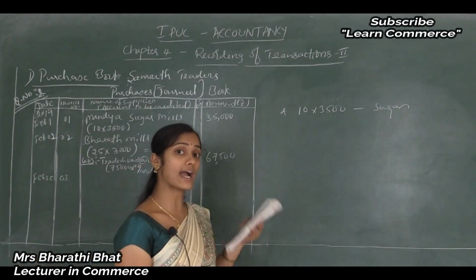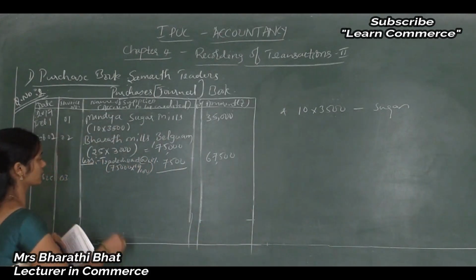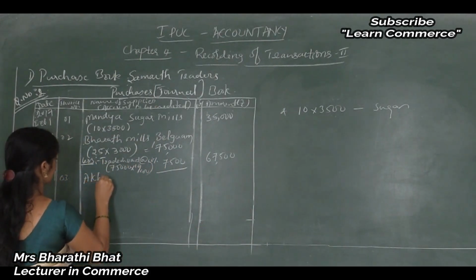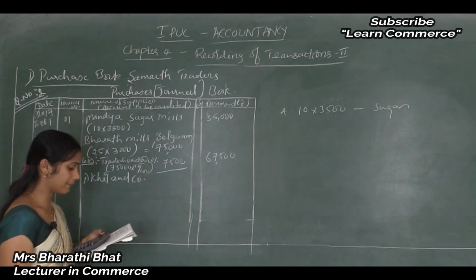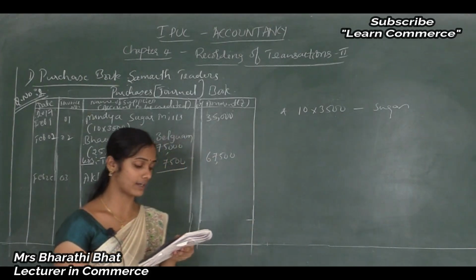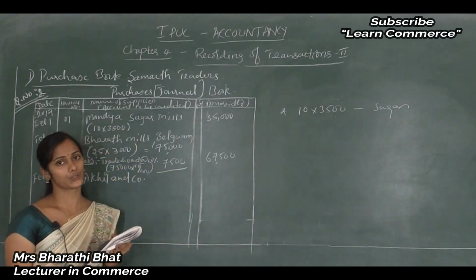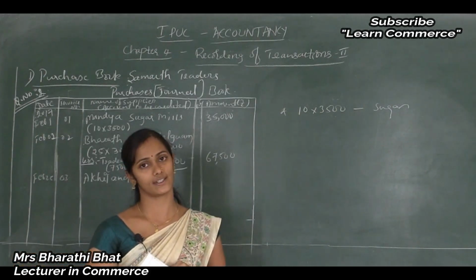Company. From Akhil and Company. So Akhil and Company is considered as supplier or seller. So write the company name, Akhil and Company. What did they purchase? Wheat. How much? 15 quintals, 2,500 per quintal and allowed 8% trade discount.